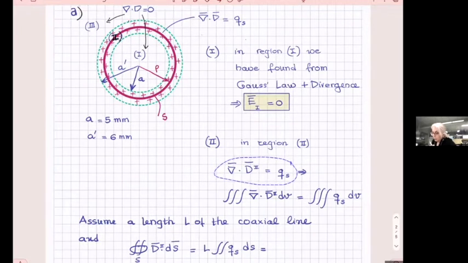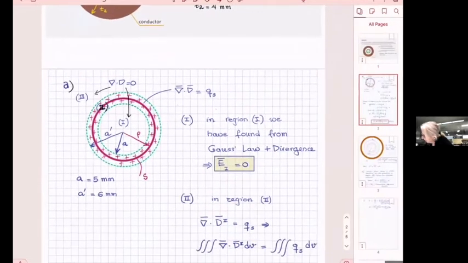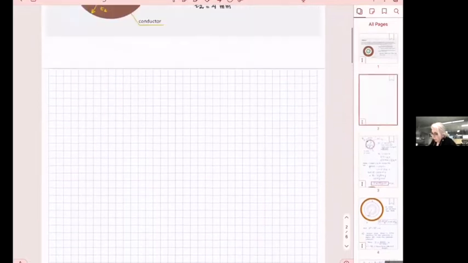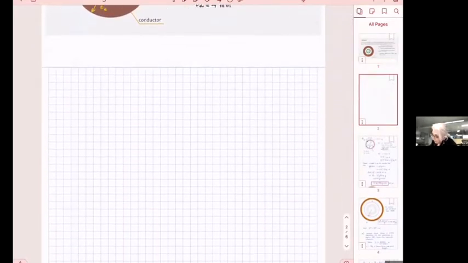Inside this region, what I could do, which I have not done here, let me do that just to help a little bit. I skipped a step. So add a page. Inside in region 1 is this one.